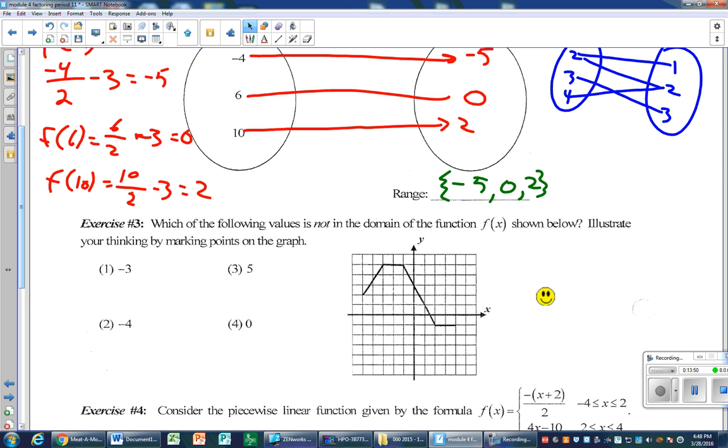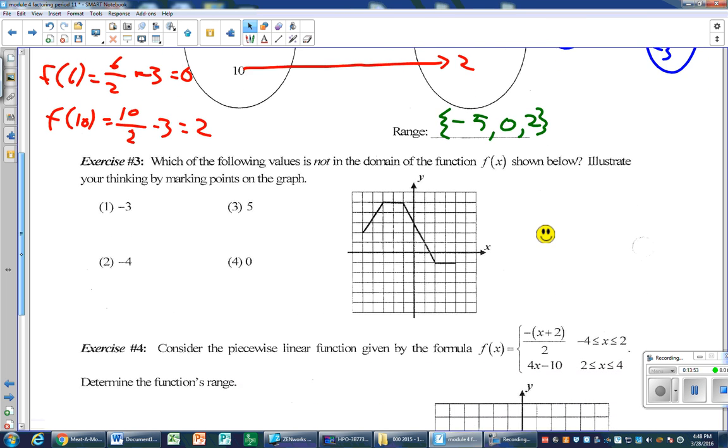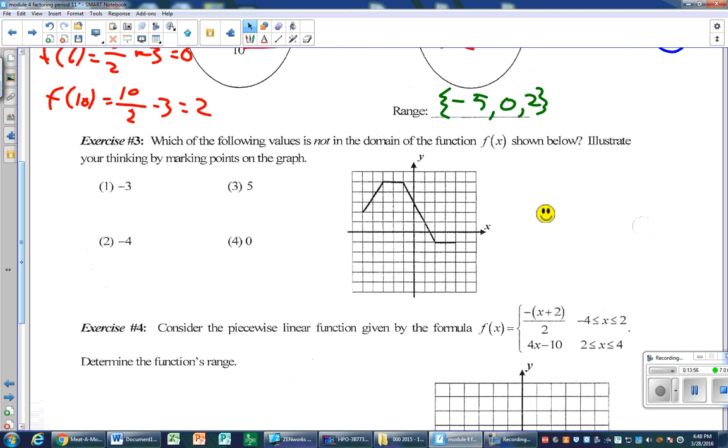Which of the following values is not in the domain of the function evaluated x, shown below? Illustrate your thinking by marking points on the graph. Okay, domain, right? It said which is not in the domain. Domain is the x value. So which isn't? Negative 3, let me check. Negative 1, negative 2, negative 3. There is negative 3, so that's okay. Don't want to circle it. We might think that it's the answer. I was just highlighting it. 5.